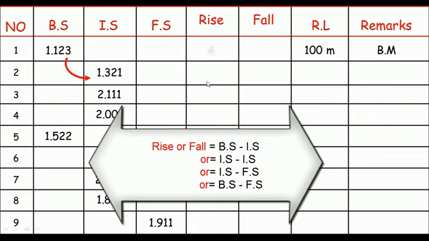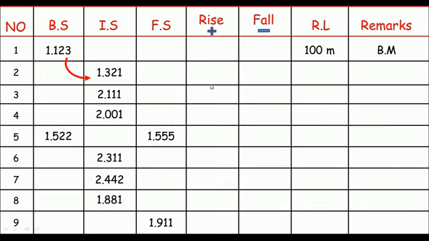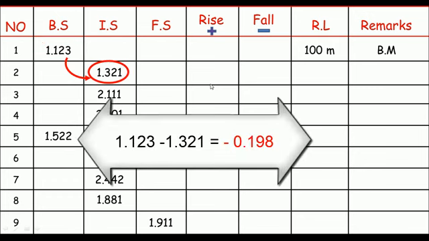When the subtraction value is positive, it means it's a rise. When the subtraction value is negative, it means it's a fall. Like 1.123 minus 1.321, this is of course just a fall. I'm not putting the minus sign over here because the fall column contains all the values having minus.